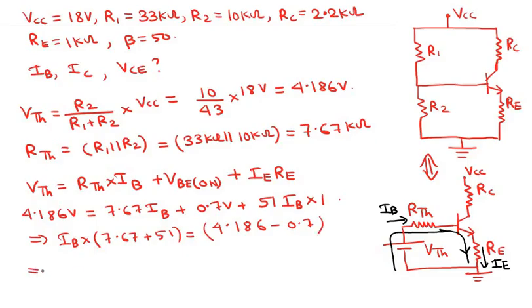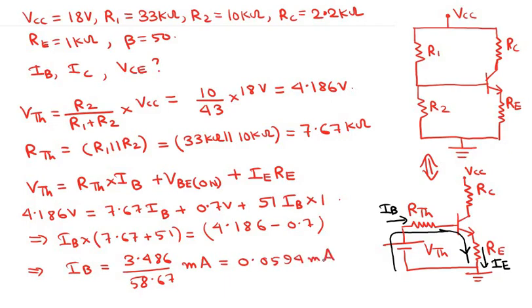Okay, so IB is basically equal to 3.486 divided by 58.67, and the answer is in milliamps because the resistors were in kilo ohms. So this is equal to 0.0594 milliamperes. Okay, so we have found out the value of IB.